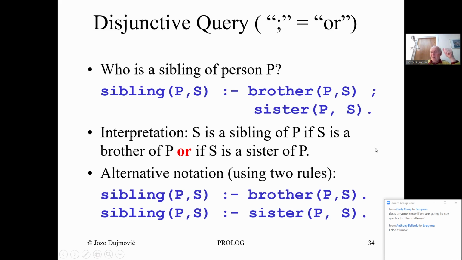So there are AND queries and OR queries. If you have a query that has AND, this is usually called a conjunctive query, because AND is the logic conjunction, it is simultaneity, and OR is logic disjunction, that means substitutability. You can substitute brother for sister, and it is going to work the same way.